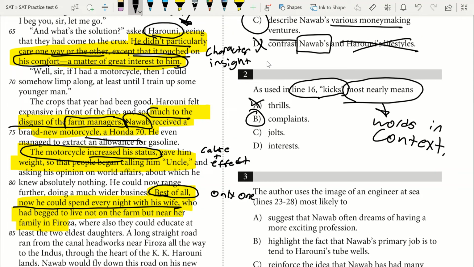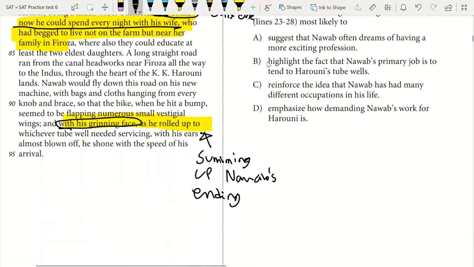Kicks in this case doesn't mean thrills or jolts, okay? Those would be things if you were really just trying to list synonyms, and interest is way off topic as well. So answer there is going to be B.